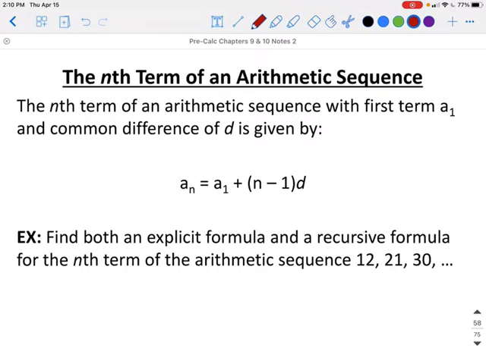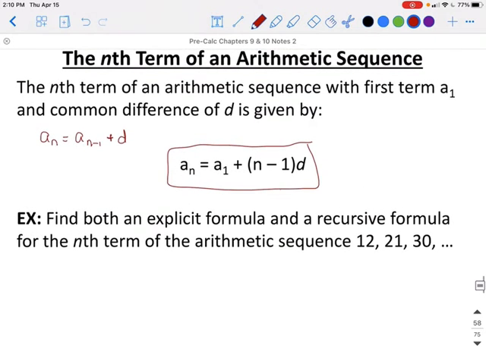Now, if we want to find the nth term of an arithmetic sequence, we can do this by writing a recursive formula, and a recursive formula would be a sub n is equal to a sub n minus 1 plus D, which means we take our previous value and we add our D value, or our common difference. If we want to write an explicit formula, so we don't have to know what the previous term is, to do that we would say a sub n is equal to a sub 1, so the first term in our series, plus n minus 1 times D, or the common difference.